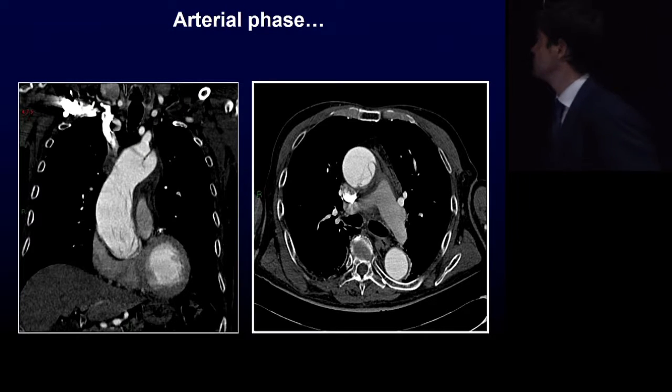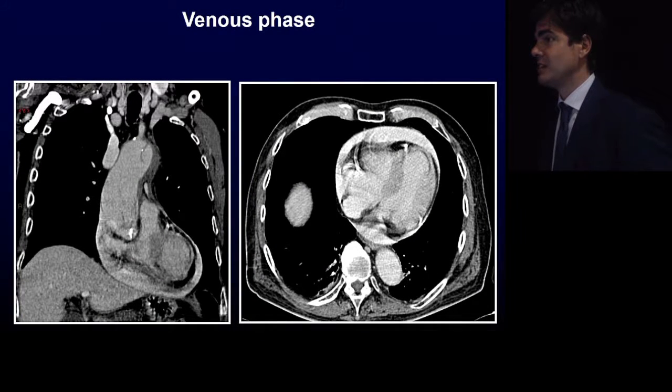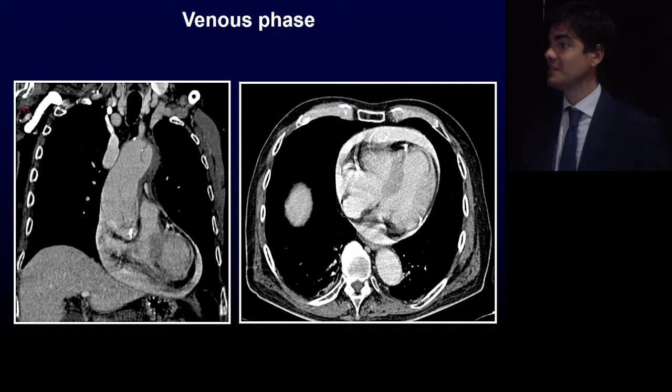Arterial phase. Look carefully at the images. Venous phase. No late phase. What do you think is it? We don't see it on MR. We may see it, unfortunately, on CT. Let me go back. Arterial and venous phase. What do you think is the diagnosis here?